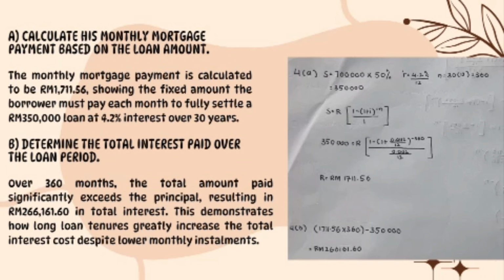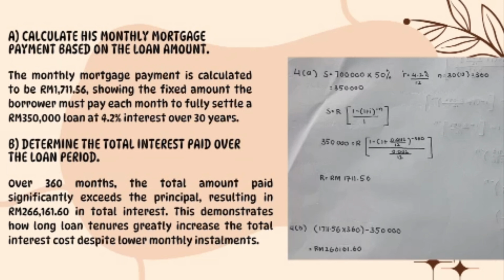As you can see, the solution is A equals R, curly bracket 1 minus bracket 1 plus i, bracket power of negative n, over i, and curly bracket. And then we'll type in the calculator 350,000 ringgit equals R, curly bracket 1 minus bracket 1 plus 0.042 over 12, bracket power of negative 360, and then over 0.042 over 12, and then curly bracket, and if we press the calculator, we'll get 1,711 ringgit and 56 cents.